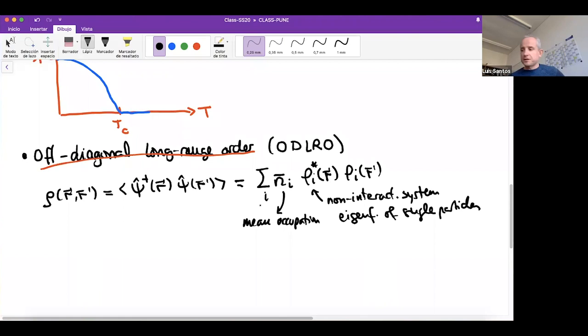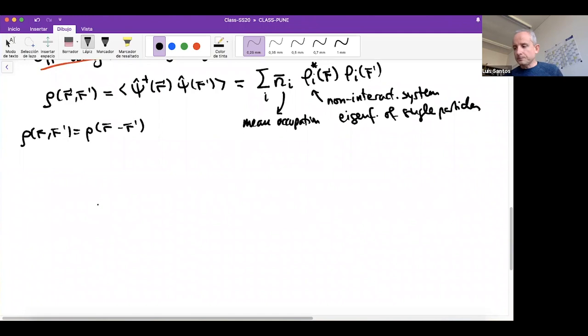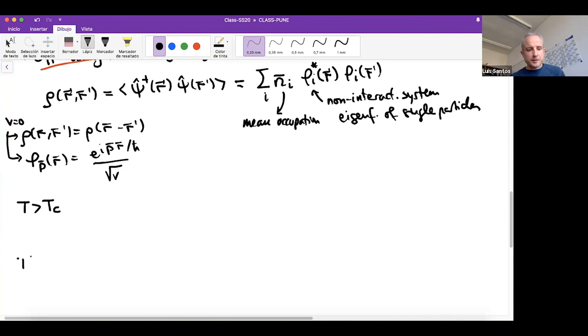Okay, so for a free gas, so without potential, this problem is translational invariant, so we can just say that this just depends on the distance between these two points. This is because it's translational invariant. And this is for the case of V equal to zero, as I say, in free space. And moreover, these single particle eigenfunctions are the momentum eigenfunctions, so they are functions of this form, normalized by the volume. Okay. And then I can calculate this density matrix. And I can do it for T larger than TC and for T smaller than TC. So when there is no condensation and when there's condensation.